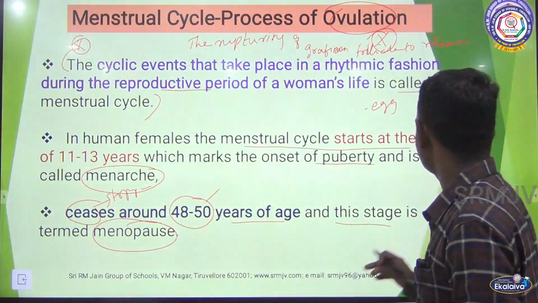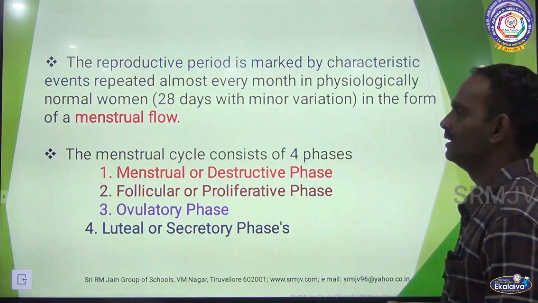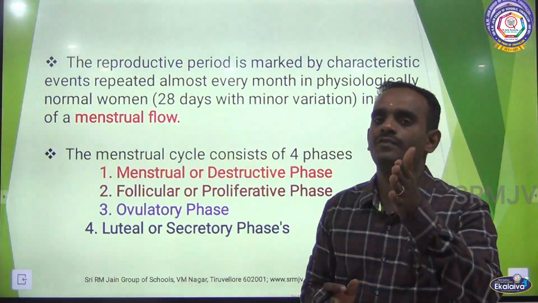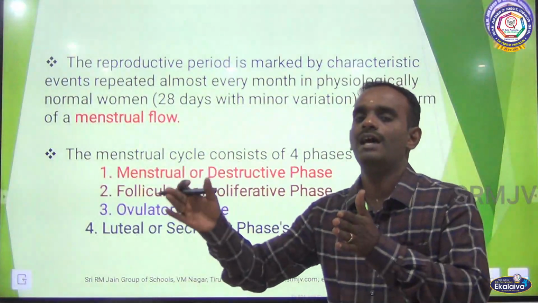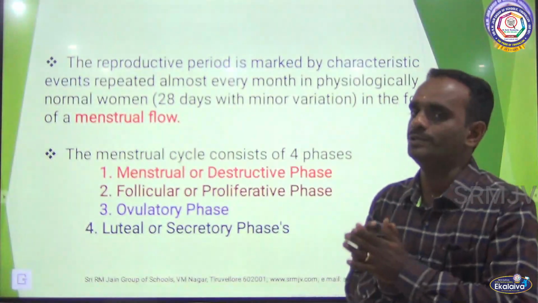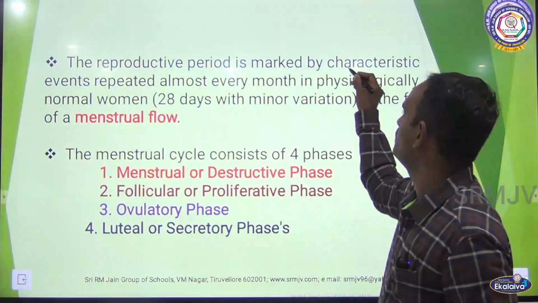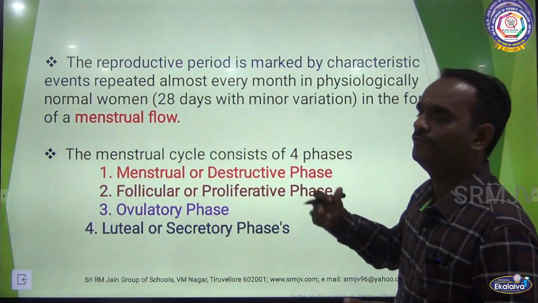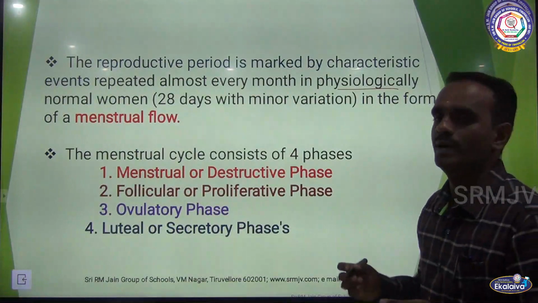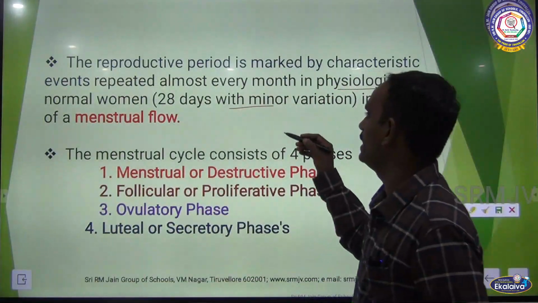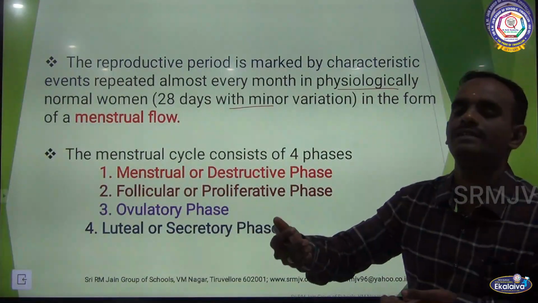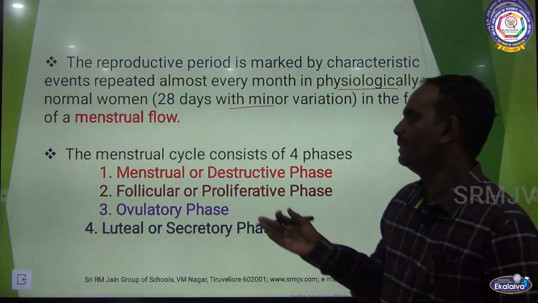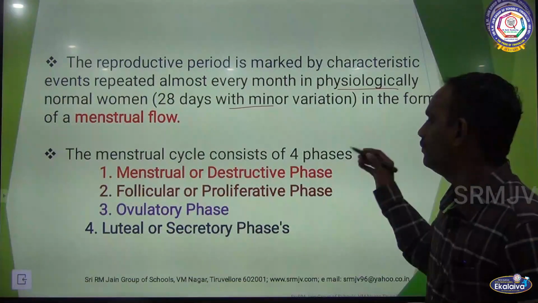Clear, children? The reproductive period, as I said, what is the reproductive period? It starts from the age of 11 to 13 till 48 to 50. That is the reproductive period. The reproductive period is marked by characteristic events repeated almost every month in a physiologically normal woman, that is 28 days with minor variations. It may vary, 27 days or 30 days or 31 days, in the form of menstrual flow. So the menstrual cycle consists of 4 phases.